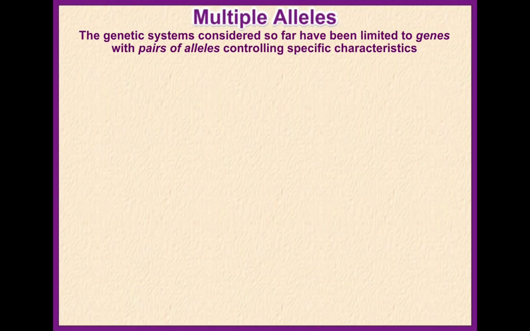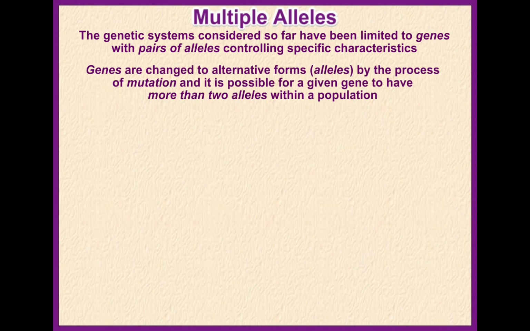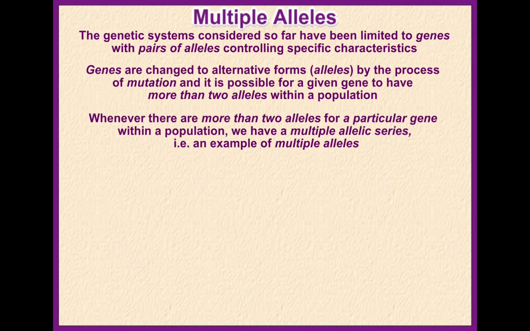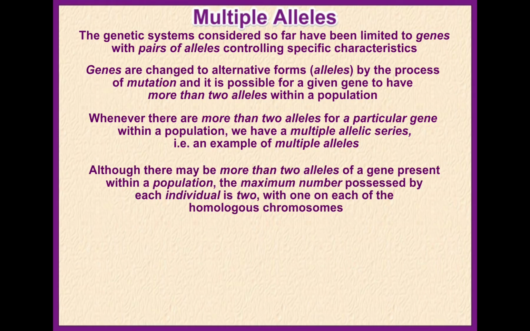A second exception to the rule is multiple alleles. The genetic systems considered so far have been limited to genes with pairs of alleles controlling specific characteristics. Genes are changed to alternative forms by the process of mutation, and it is possible for a given gene to have more than 2 alleles within a population. Whenever there are more than 2 alleles for a particular gene within a population, we have a multiple allelic series.